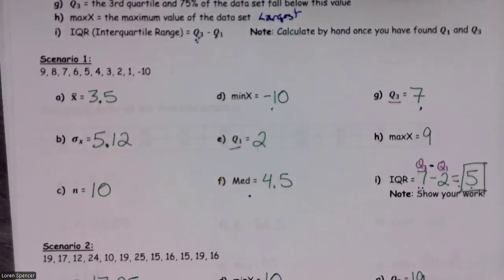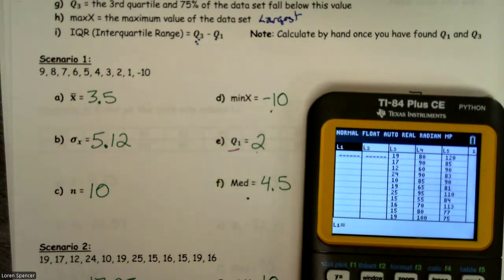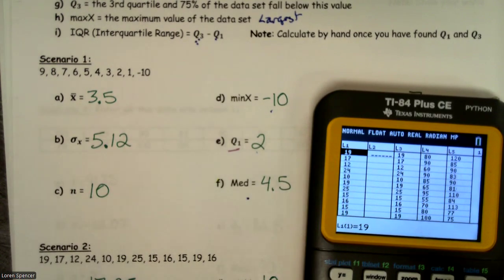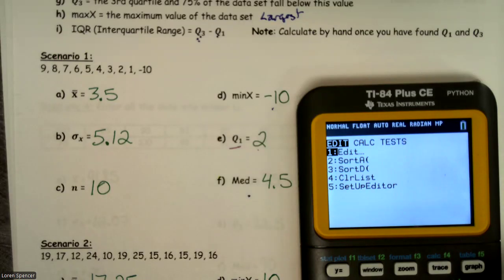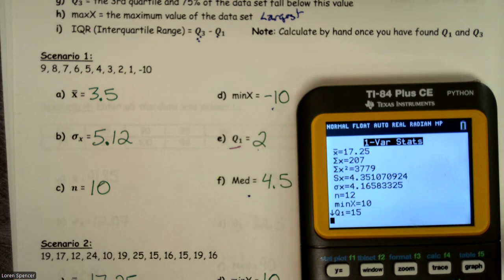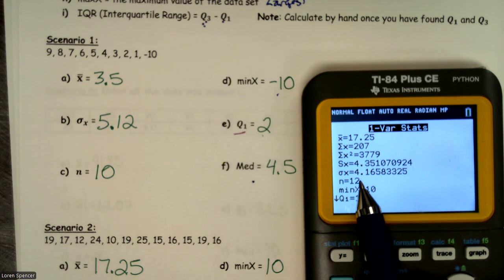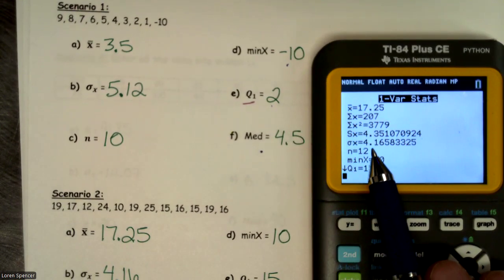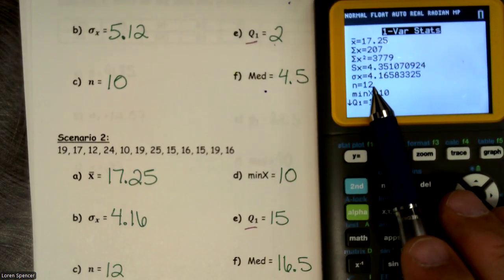And we have scenario 2 where we have this list of data. So I'm going to go ahead and copy it over to L1, blue 3. And there it is. So I'm going to press stat calc. It's all in L1, and my average is 17.25. We see that my standard deviation of the population is 4.16, and my sample size is 12.